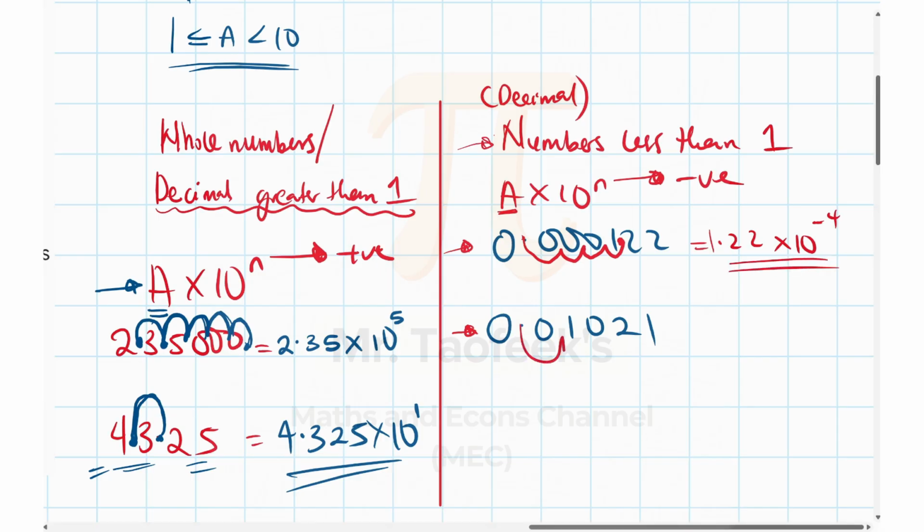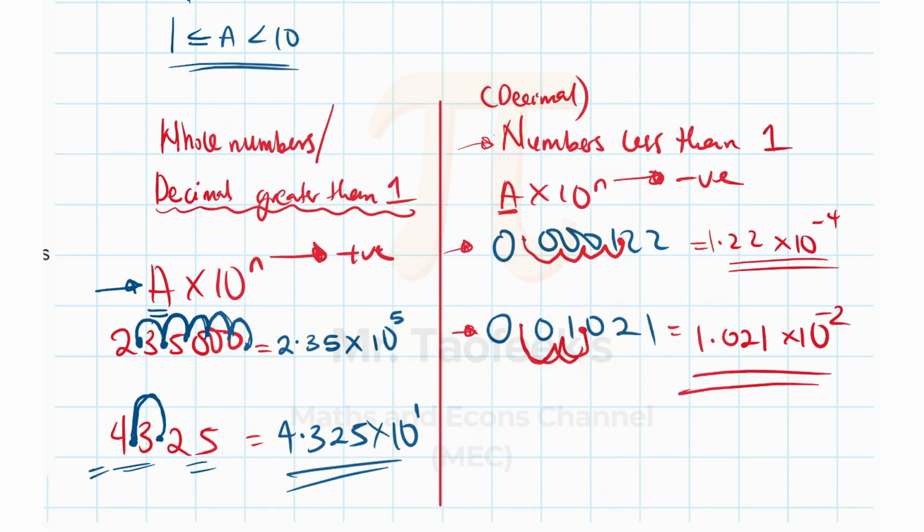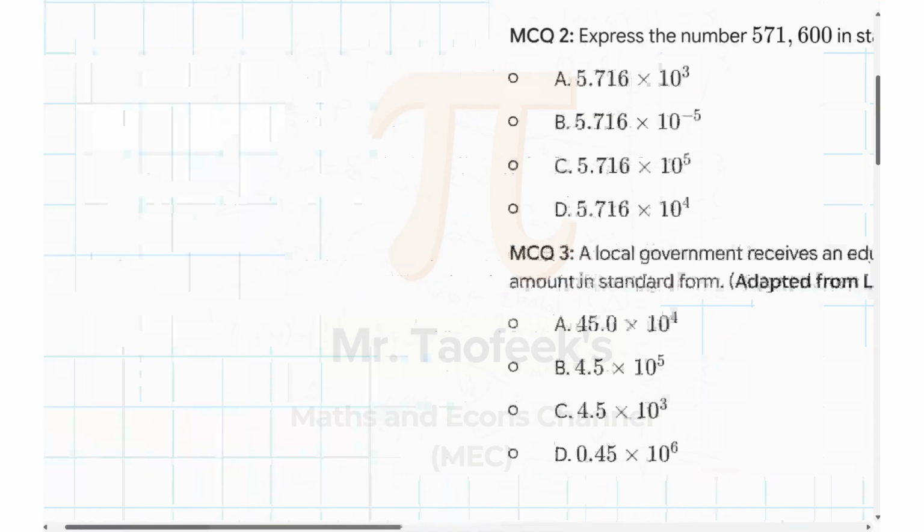The same thing. 1, 2. We stop here, because going any step further would give you 10.21, and 10 is already more than the range of values of A. It has to be from 1 to 9.999. So therefore, we stop at 1.021 times 10 to the power of, how many times did we move the decimal? 1, 2. So negative 2. So that's how to distinguish between when my power is going to be negative and when my power is going to be positive. So if that is clear, let's go on and solve all the questions here without wasting time.